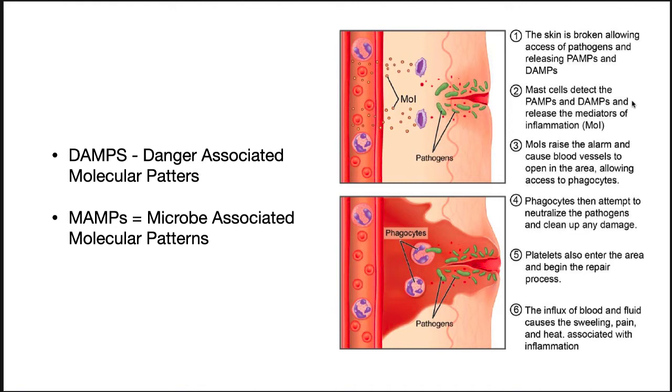And as you can see, this graphic goes through the process. In the first step, the skin is broken, allowing access to the pathogens and releasing PAMPs and DAMPs. Mast cells detect the PAMPs and DAMPs and release the mediators of inflammation. The mediators of inflammation, not the meteors. Mediators raise the alarm and cause blood vessels to open in the area, allowing access to phagocytes.